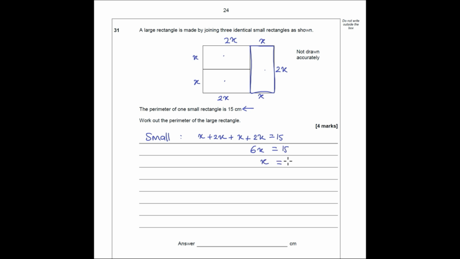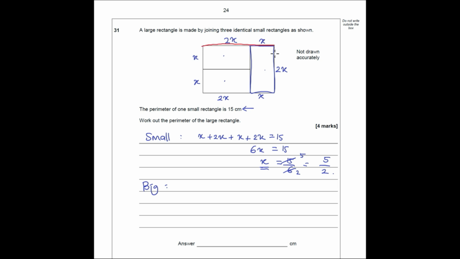So x is 15 divided by 6, which is, let's simplify this fraction. Divide by 3, it is 2. Divide by 3, it is 5. So it's 5 over 2. Now, we have the x. For the big rectangle, the perimeter will be this.